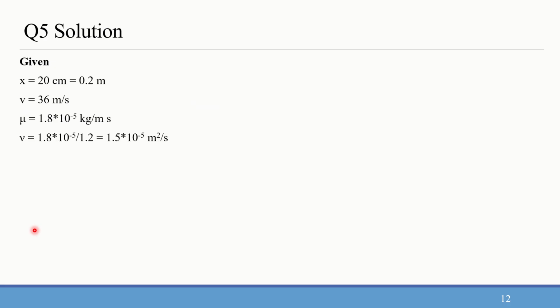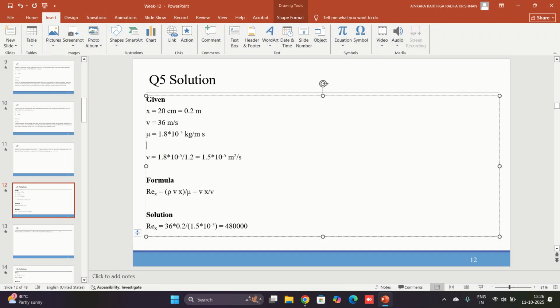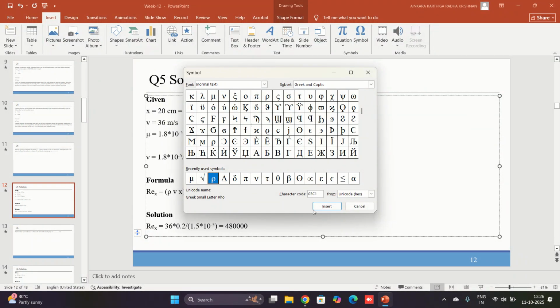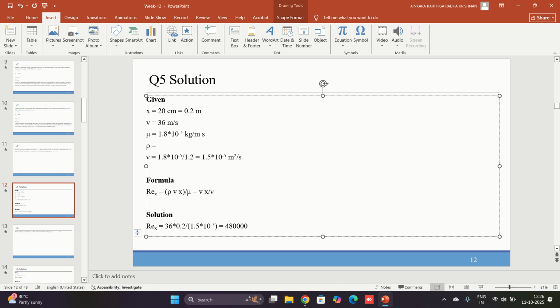So nu is mu by rho, and therefore it is 1.8 into 10 power minus 5 divided by 1.2 kg per meter cube. So nu is equal to mu by rho.